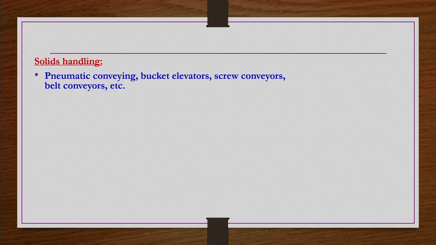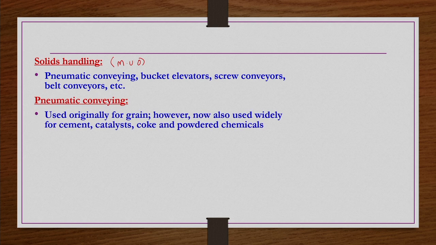Next is solids handling. Pneumatic conveying, bucket elevators, screw conveyors, belt conveyors, etc. come under this picture. These things also you may find in the mechanical unit operation course, in much more detail. In pneumatic conveying, what happens? It is usually used for grains, however now also used widely for cement, catalyst, coke and powder, chemicals, etc.